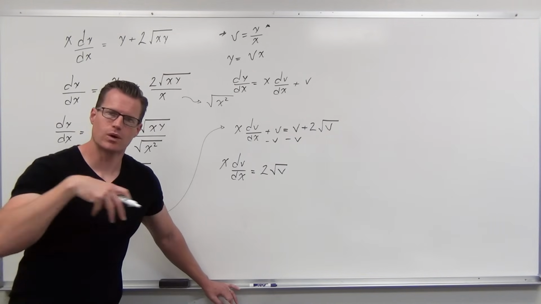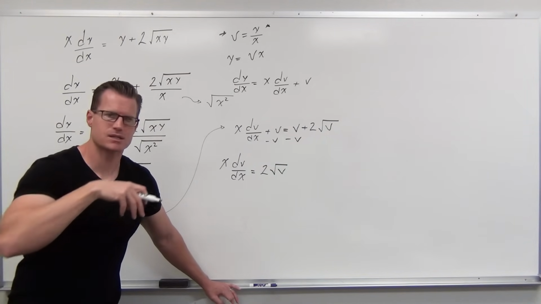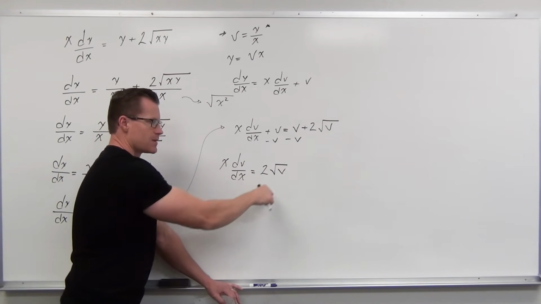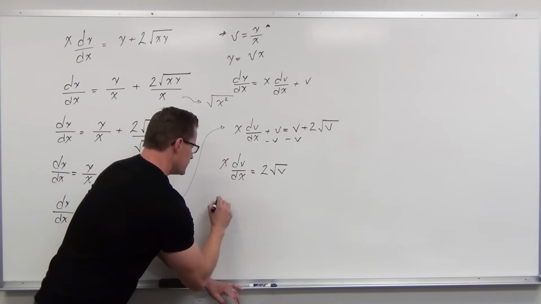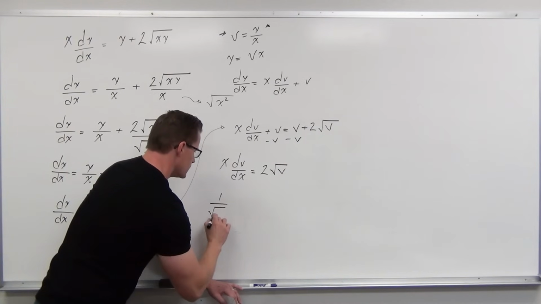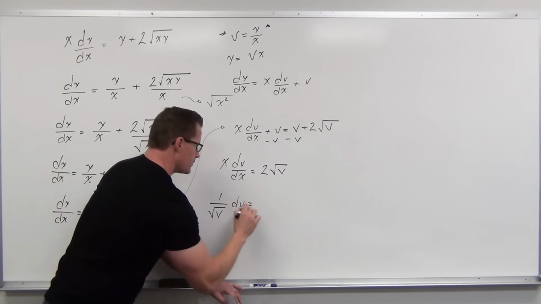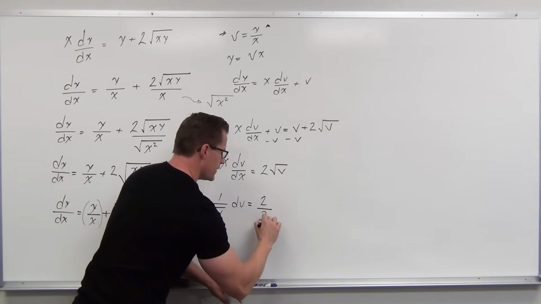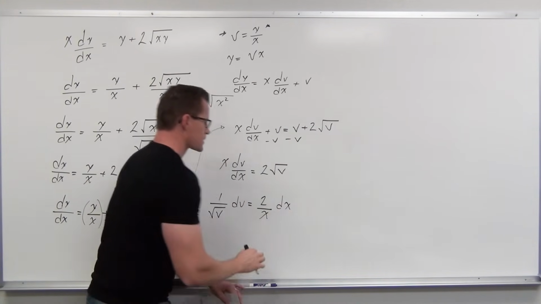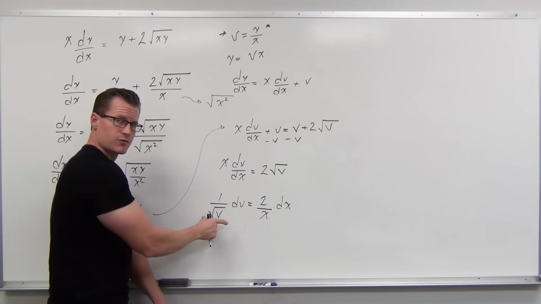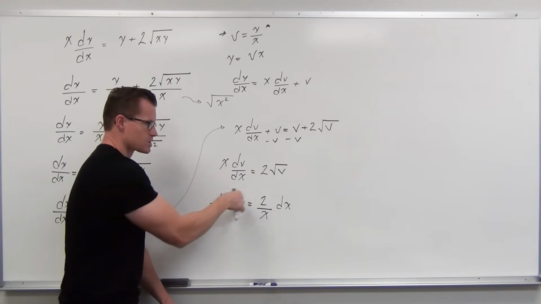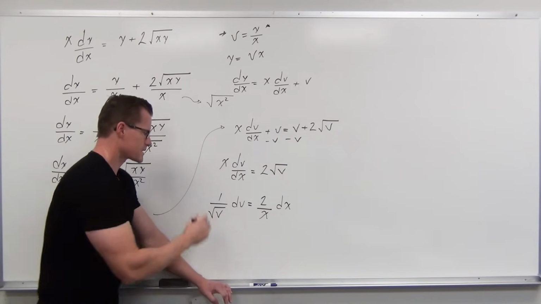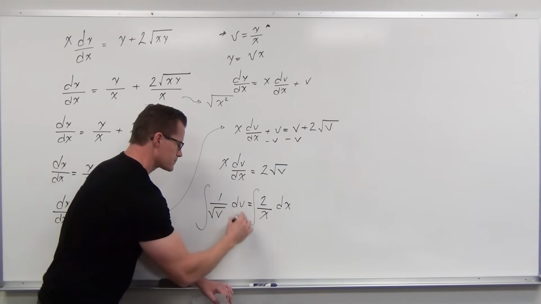Let's get our x's on one side with dx. Let's get our v's on the other side with dv. So I'll be dividing by the square root of v. I'm leaving the 2. I'm dividing by x, and I'm moving my dx. Divide this over, group our v's, dv's, leave our constant factors where they're at, divide by x, move your dx, and now we can take this integral.